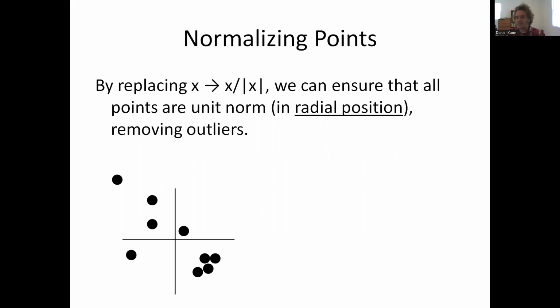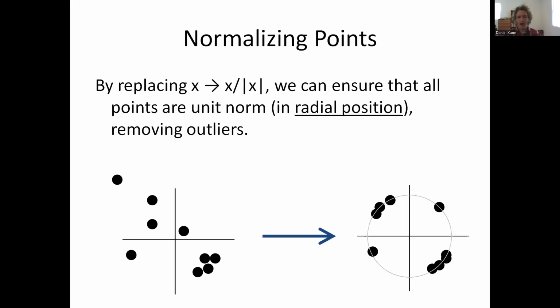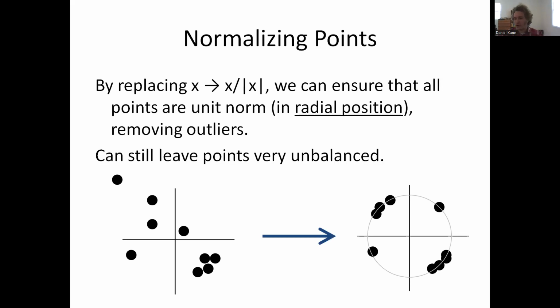A very basic example is that of normalizing the points. You could replace each point by dividing it by its absolute value to ensure that all points are unit norm, which we'll say is in radial position. And this removes outliers in the sense that now no points are bigger than others. However, when you do this, the points can still be very unbalanced. It could be that almost all of the points lie on some low-dimensional subspace with only a few that are very far away from that.